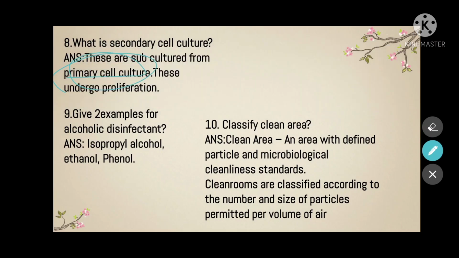Now the next one, question number 9. Give 2 examples for alcoholic disinfectant. Simple. First you write the definition of disinfectant. These are chemicals which are used to inhibit or kill the growth of microorganisms. These are known as disinfectants. For examples, we can give isopropyl alcohol, ethanol and phenol. These 3 are examples of alcoholic disinfectants.